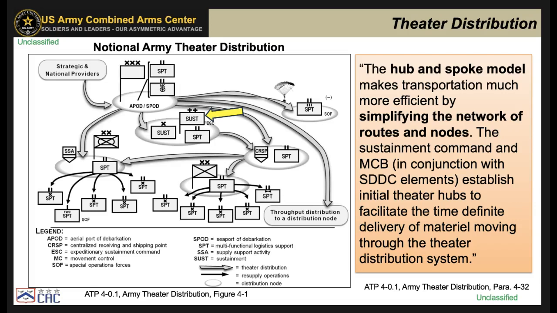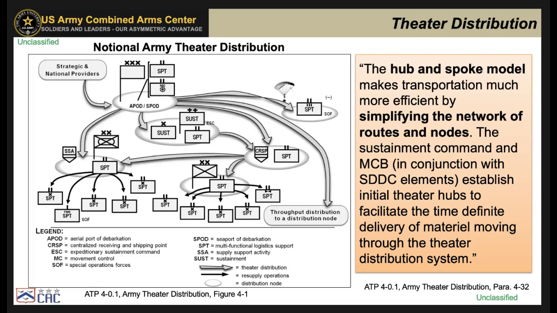These hubs serve as central points from which supplies are distributed to various nodes, including the centralized receiving and shipping points, sometimes called CRISPs, and supply support activities that you know as SSAs. And from these nodes, the material is distributed forward to our forward operating bases, to the hands of our special operations forces, and ultimately to the warfighter on the ground.